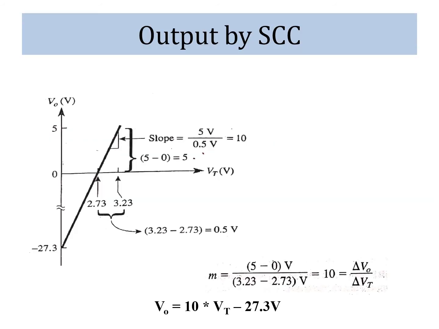Now the next stage is, we already know that we have to convert 2.73 volts into 0 volt and 3.23 volt into 5 volt. Our circuit should be such that it is able to convert this value into 0 and this value into 5 volt. So first of all, we will trace our input range. That is, our input range is this much.